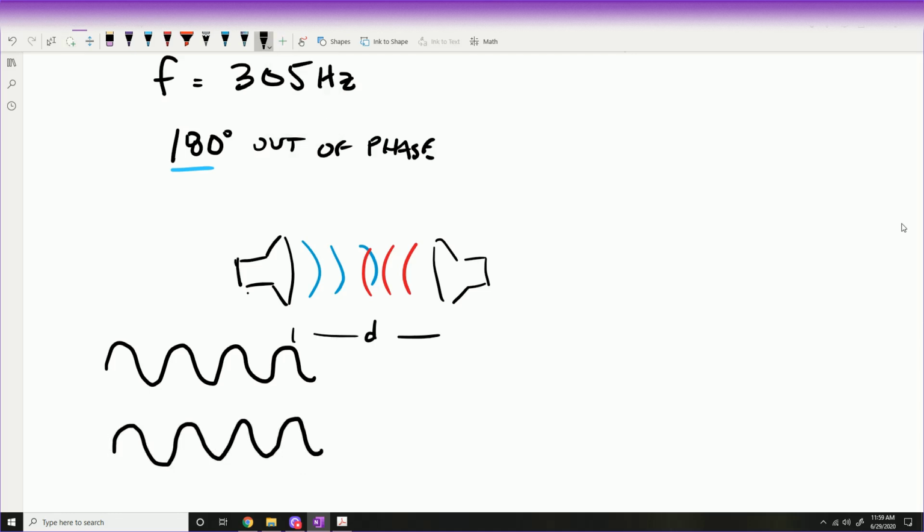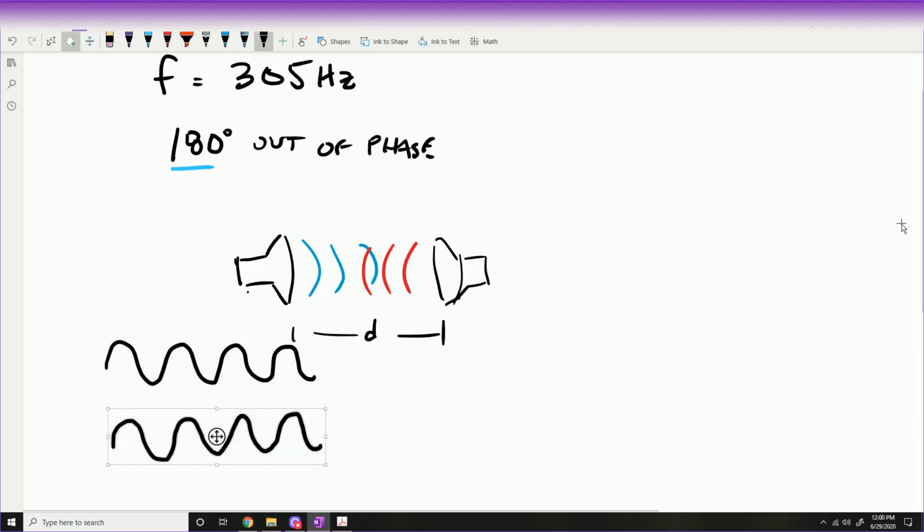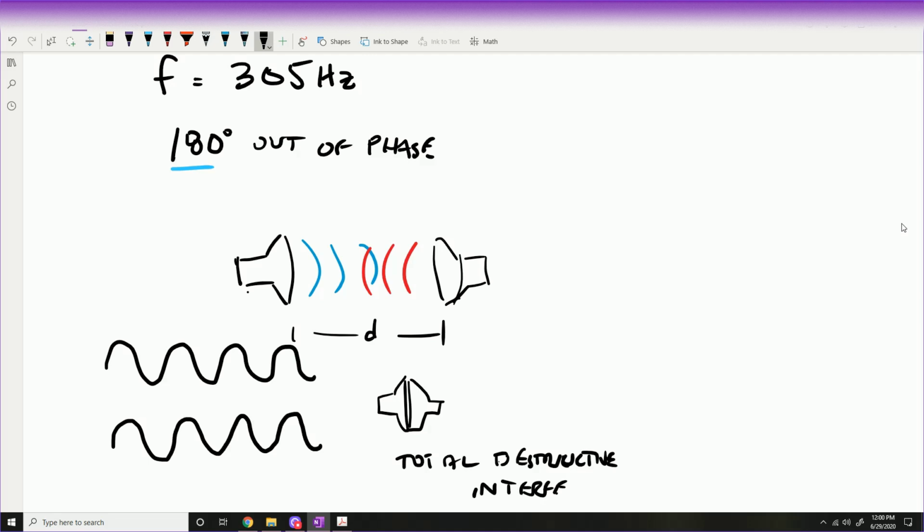far apart, what is the minimum distance that we can place these speakers such that they will constructively interfere and destructively interfere. And because I told you that they're already out of phase, meaning they are looking like this and they're going to cancel each other out, that means that we can actually just put them right on top of each other with a distance of 0, and that will give us a total destructive interference. And so the answer to that one would just be 0 meters for that.